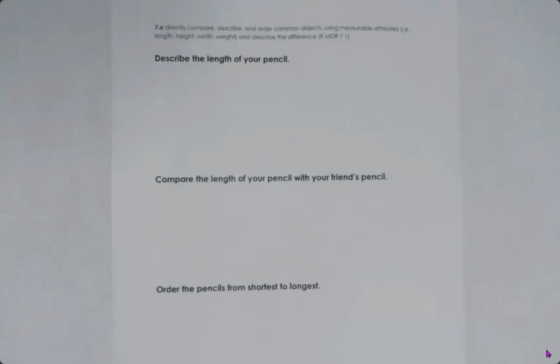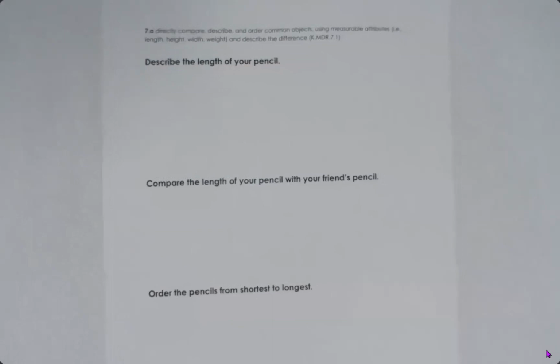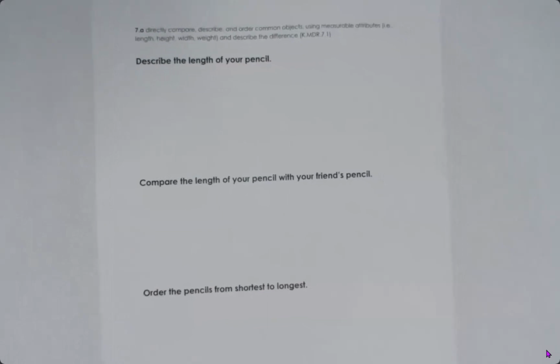In Unit 4, students will begin to work with IOA 7.A, where they're going to directly compare, describe, and order common objects using measurable attributes. These measurable attributes include length, height, width, and weight, and we want them to be able to describe the difference. So in looking at this first part of the problem, it says describe the length of your pencil.